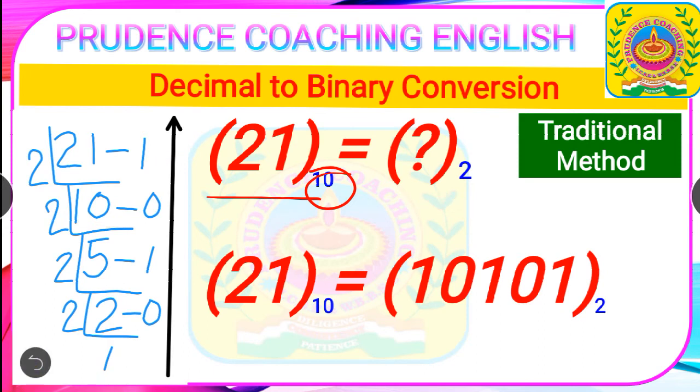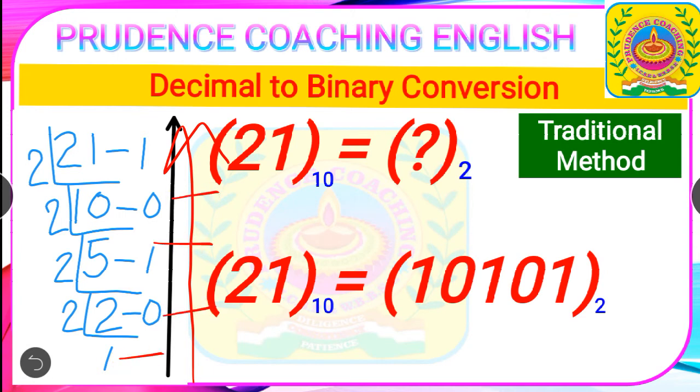We will be writing the remainder at the right end of the number, but after there is 1 at the end, we will be counting the total numbers from the end. Okay students, not from the beginning, we will be counting from the bottom to the up. So here our answer will be 10101. When we write the answer, we will have to write in the form 21 base 10 equals to 10101 base 2. So this is our final answer.